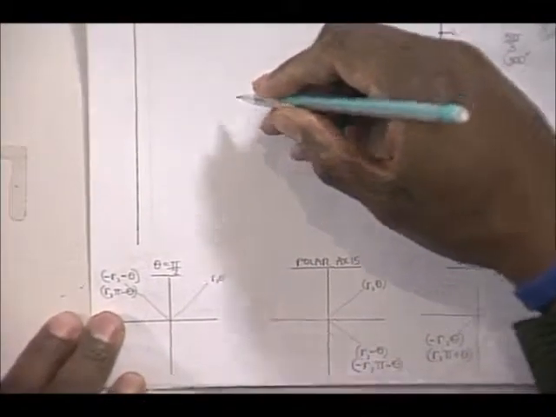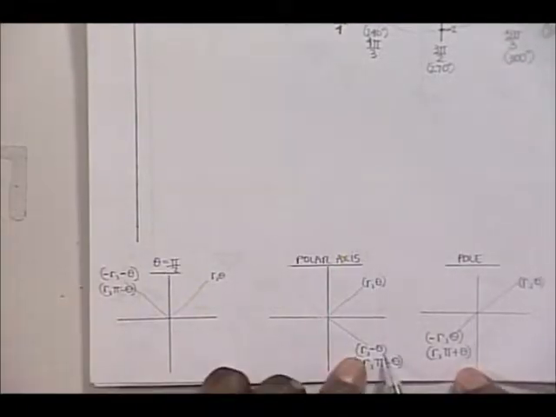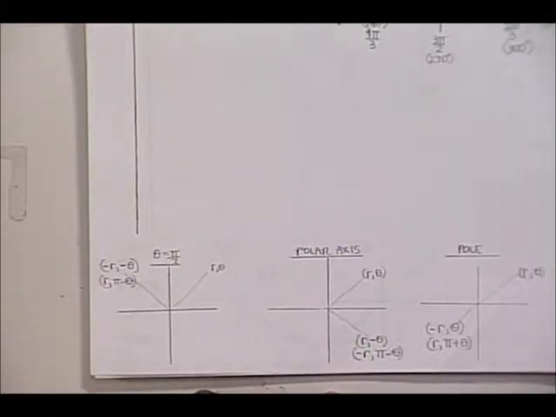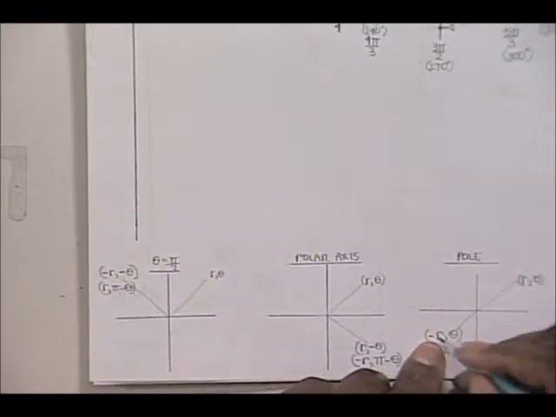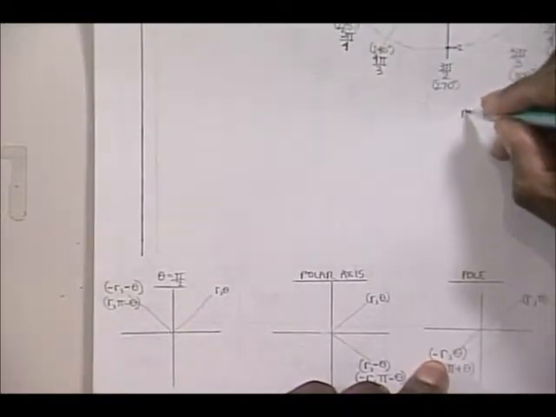All right, so let's substitute in. Let's check across the pole first, negative r, theta. Let's check if it's symmetric about the pole first.